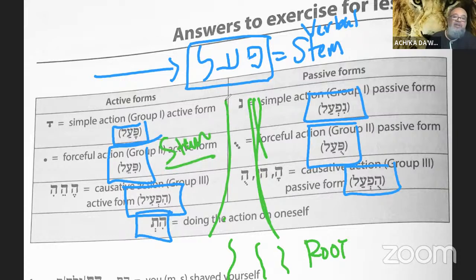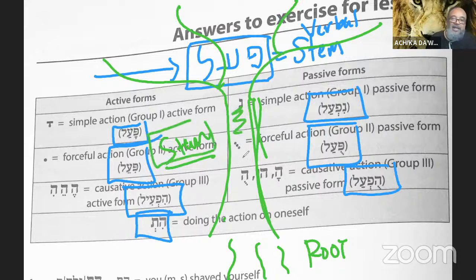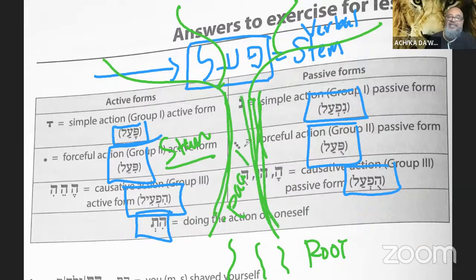Anything that grows out of that stem grows out from the base. Your stem is your base. This right here is your base, and that is called, let me clean it up for you, the pa'al. This is your basic stem. Your basic stem is right here. That's going to be the stem to everything. And why is it the stem? The stem is called the pa'al.